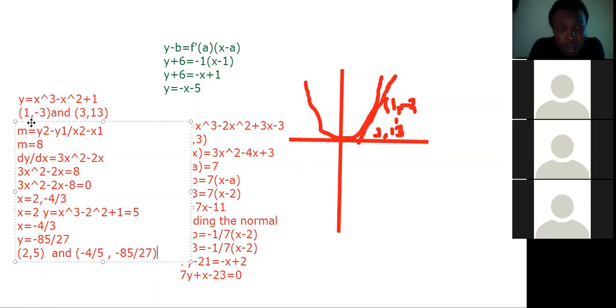But let's not forget that y is equal to this. Anywhere we see x, if you want to find the corresponding y values, when x is equal to 2 as given here, we substitute here and find the corresponding y. We can also find the corresponding y when x is negative 4 over 3. When we substitute, we are also going to find its corresponding y. Have I made myself clear?